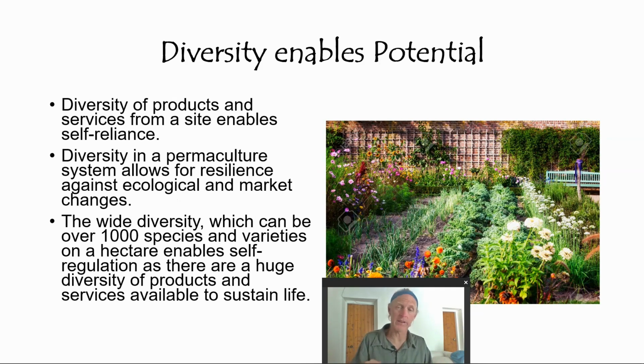And ultimately, diversity enables potential. If we have a diversity of products and services, we will have self-reliance. You can't develop self-reliance in a monoculture. Okay, you can't live off potatoes. So diversity in permaculture systems allows for resilience against ecological and market changes as well.